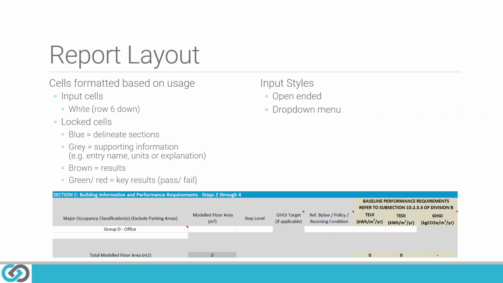There are locked cells, so blue delineates the section. So at the top you can see there is section C, that's a new section marker. Gray is for any sort of supporting information, so entry names, units. Sometimes there's additional explanations for us. There are brown cells, so those are at the right of that screenshot. Those are key results. And then green and red will tell you if your key results pass or fail. And it's worth noting there's also a second tab that provides some climatic data for lookup.